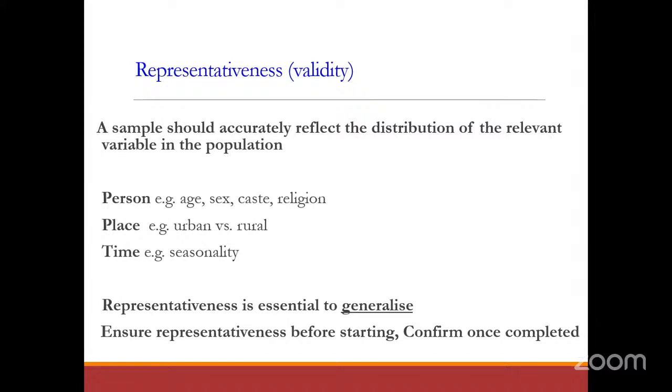Suppose a sample should accurately reflect the distribution of the relevant variable in the population.